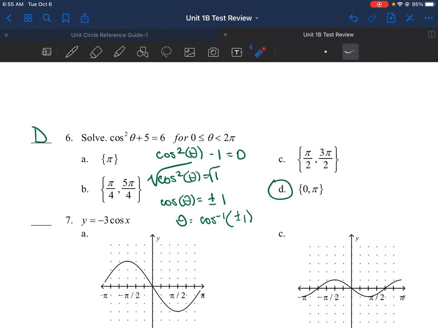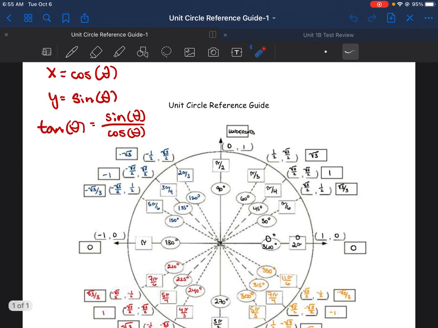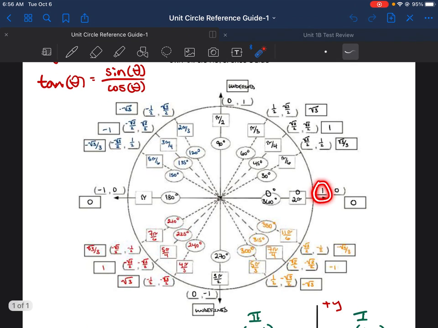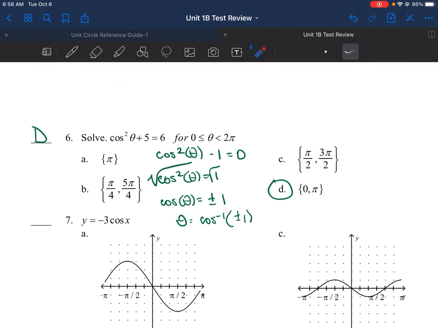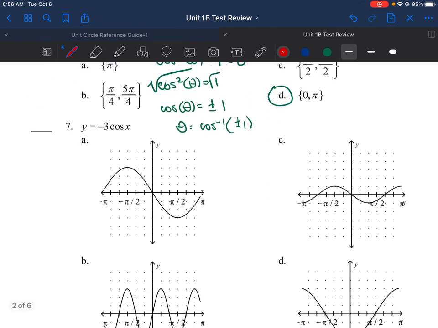So what we're looking for is all locations between 0 and 2 pi where the cosine is either positive 1 or negative 1. And we can see on the unit circle, at 0, the cosine is positive 1. At pi, the cosine is negative 1. And then getting back to 2 pi, the cosine is positive 1 again. But remember, we're not including 2 pi in our interval. So the answer choice there is 0 and pi.